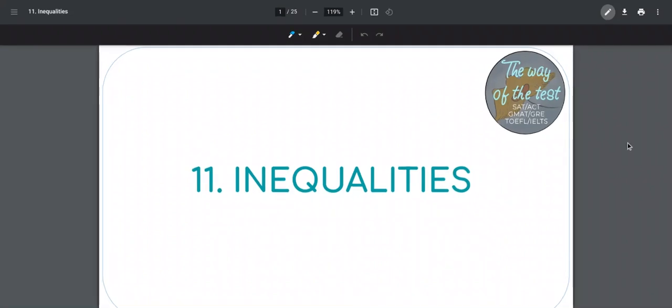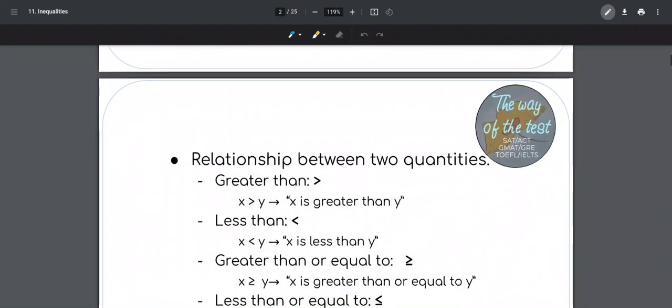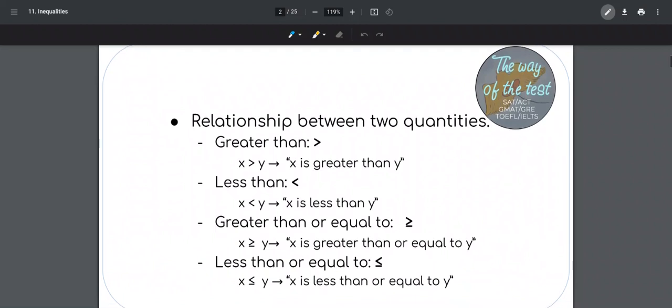Inequalities. When I say the topic of inequalities, copy the title. So we just saw equations and systems of equations. An equation is basically comparing two expressions by an equal sign because they have the same value. An inequality is comparing two expressions, but not across an equal sign. We're going to find a relationship. So what are the possible relationships?